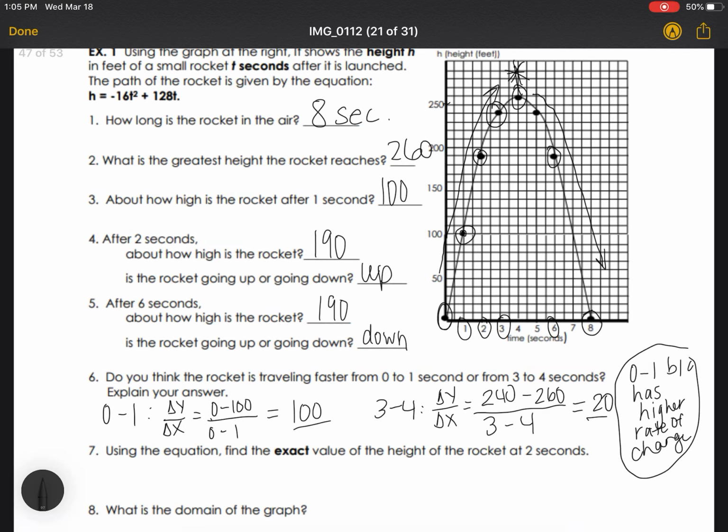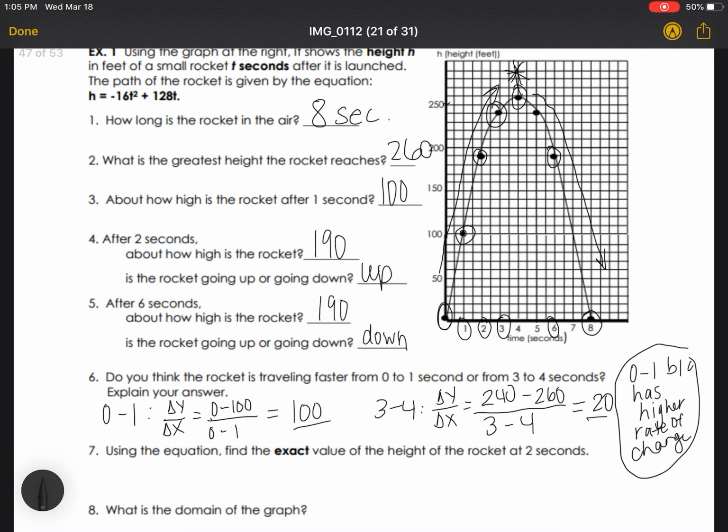And it kind of makes sense, logically in real life. It's going to have a faster speed as it shoots up from the ground. Once you get up to where 3 and 4 seconds is, that's where it's going to slow down at its maximum height and then start to fall down to the ground.